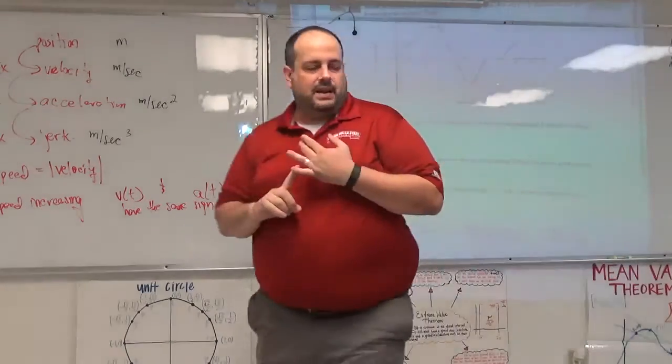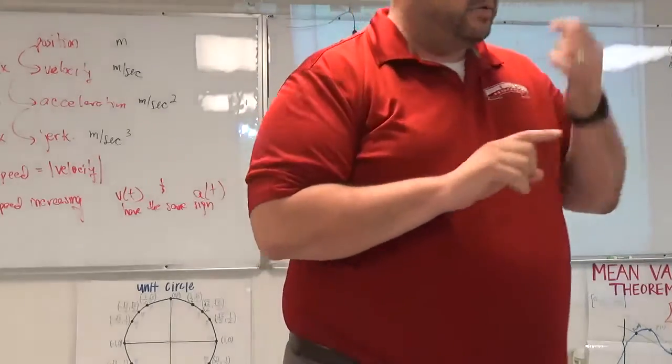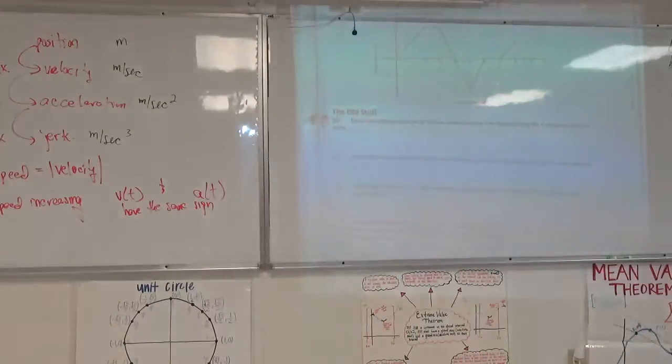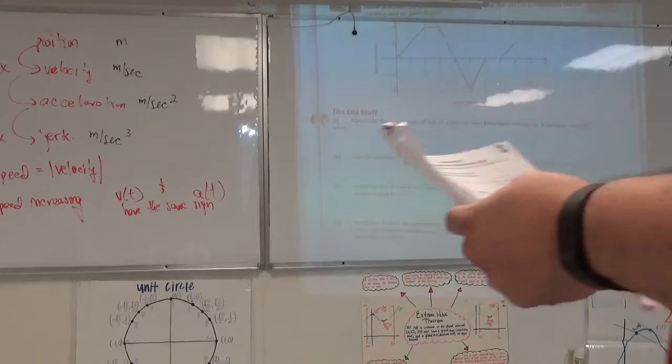The position at time 3 is equal to 4. I want the equation of the tangent line.